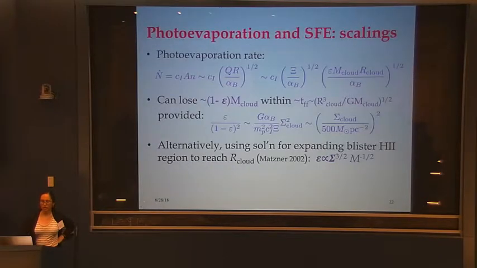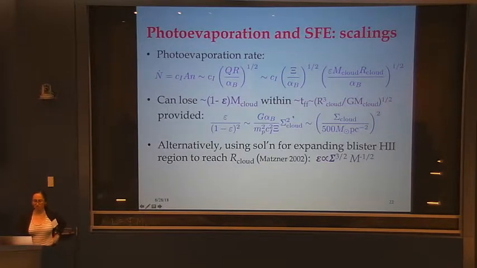Okay. So what do you get from the photoevaporation rate? Well, you can say, if I use that photoevaporation rate, how long would it take to lose, within a freefall time, everything else in the cloud other than what I've turned into stars? What star formation efficiency do I need? And that's what's written here. Again, it increases with the surface density of the cloud.